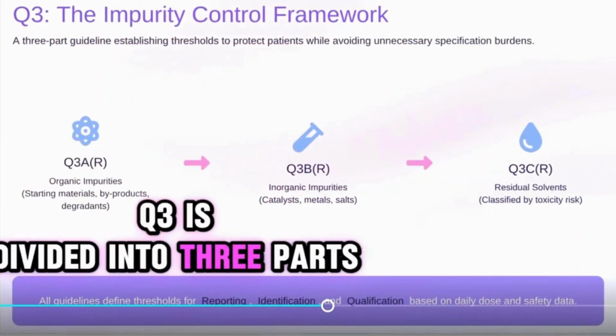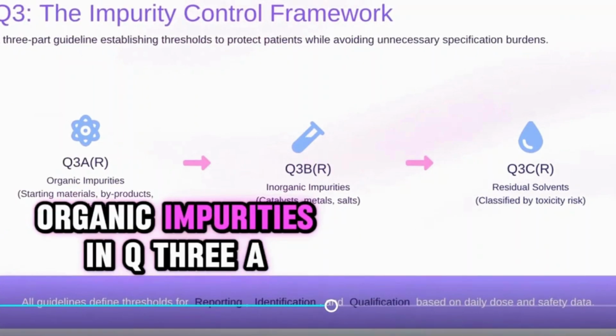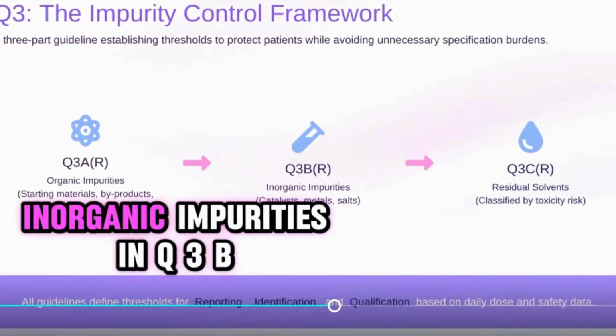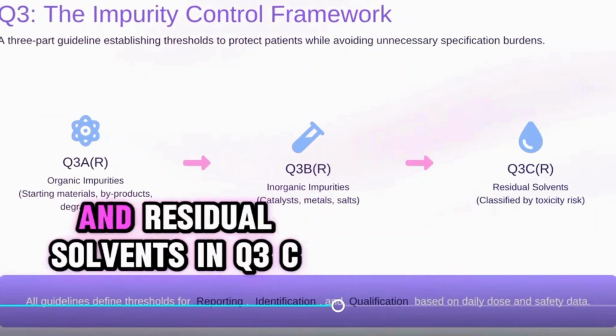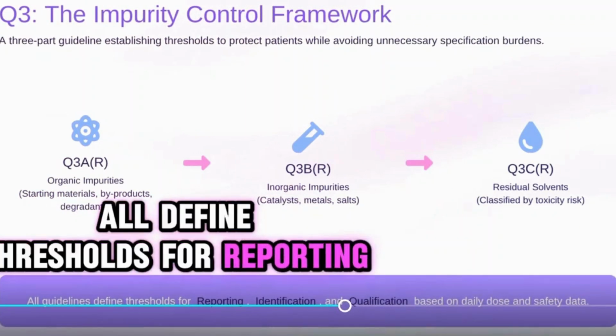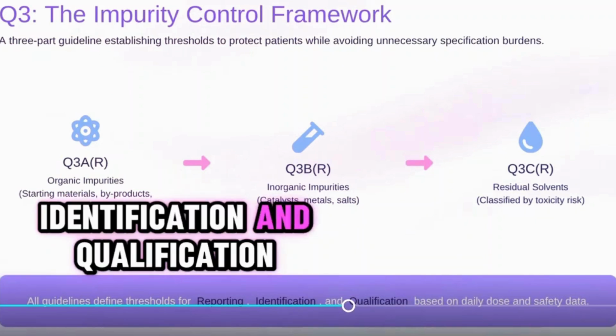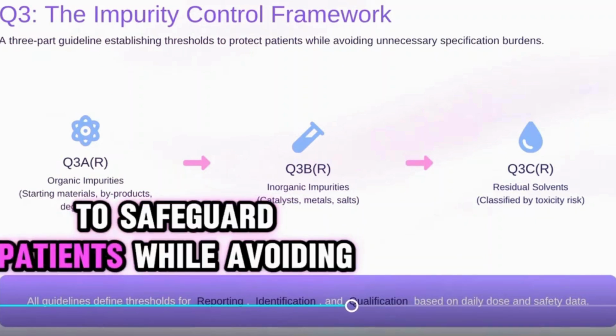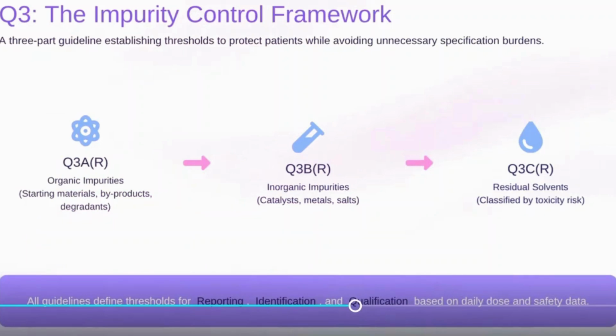Q3 is divided into 3 parts: organic impurities in Q3A, inorganic impurities in Q3B, and residual solvents in Q3C. All define thresholds for reporting, identification, and qualification to safeguard patients while avoiding excessive testing.